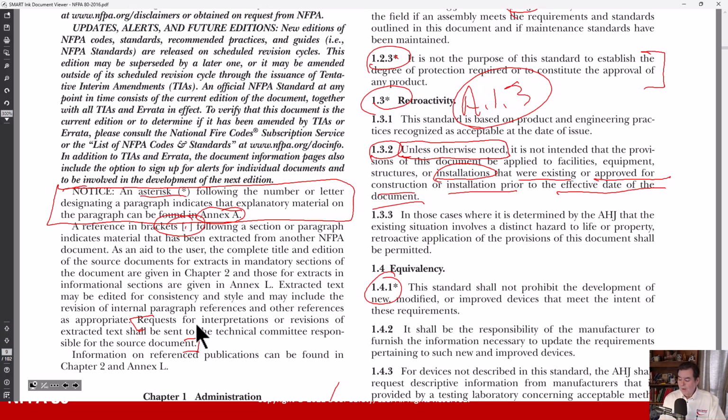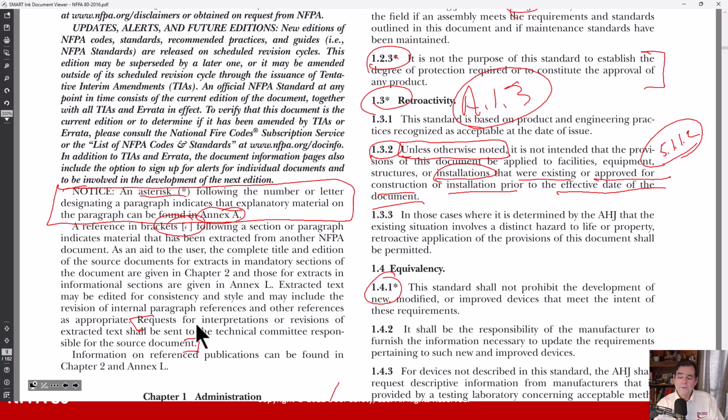Now, here's something I want you to put a note, whether you put it in the margin or in the middle, write the number 5.1.1.2. When we get to Chapter 5 and we look at 5.1.1.2, it says the provisions of this chapter shall apply to new and existing installations, and that's key. That means that all of our fire doors, regardless of generation, are required to be inspected.